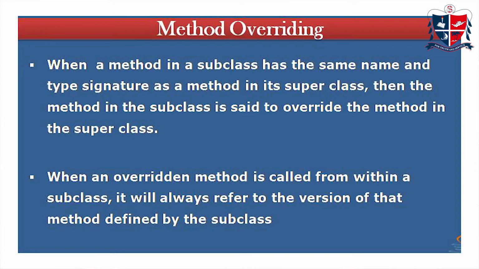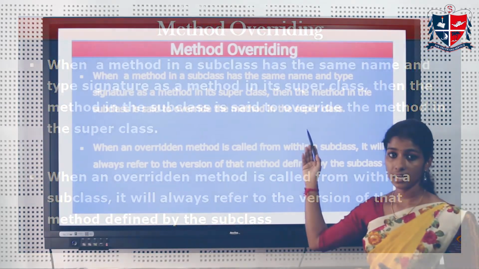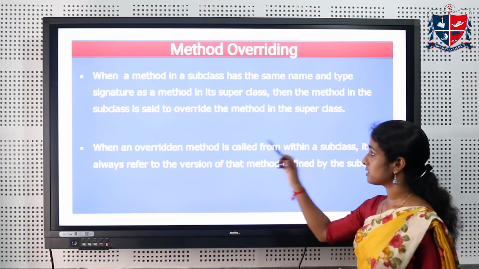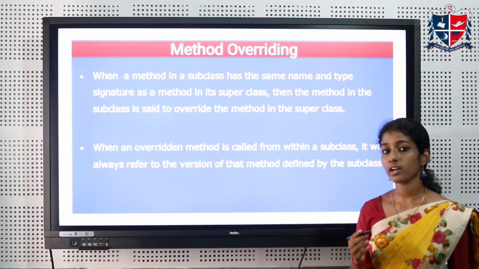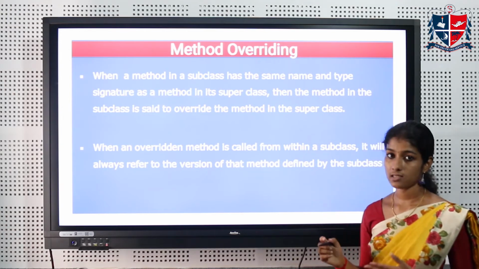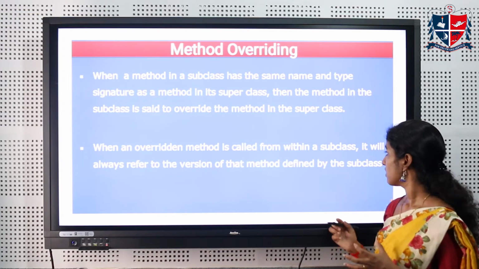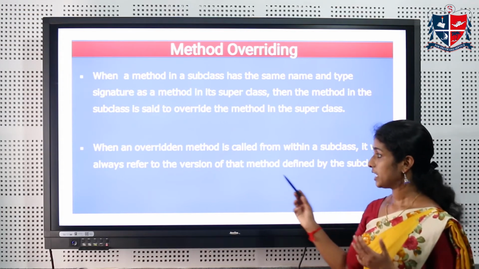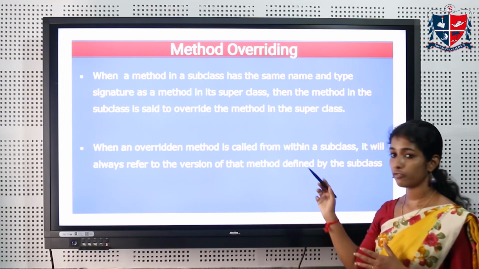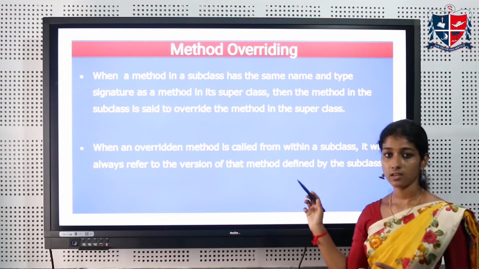That is, when a method in a subclass has the same name and signature as a method in its superclass, then the method in the subclass is said to override the method in the superclass. So when an overridden method is called from within a class or within a subclass, it will always refer to the version of that method defined by the subclass.